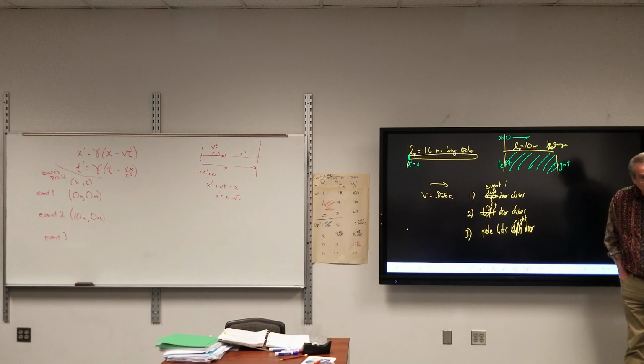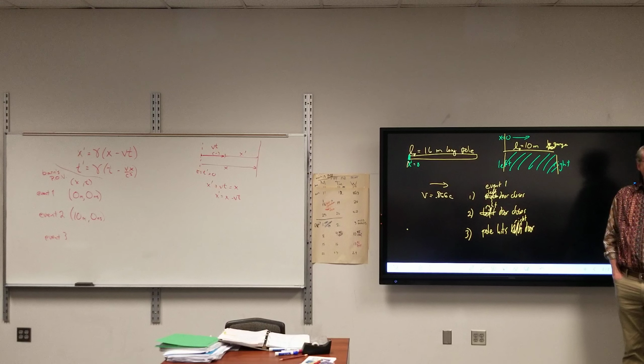0 meters? No, the pole does have length. Is it 16 meters? The pole is not going the speed of light. 16 meters is what whoever's holding the pole is seeing, not what the person in the barn is seeing.